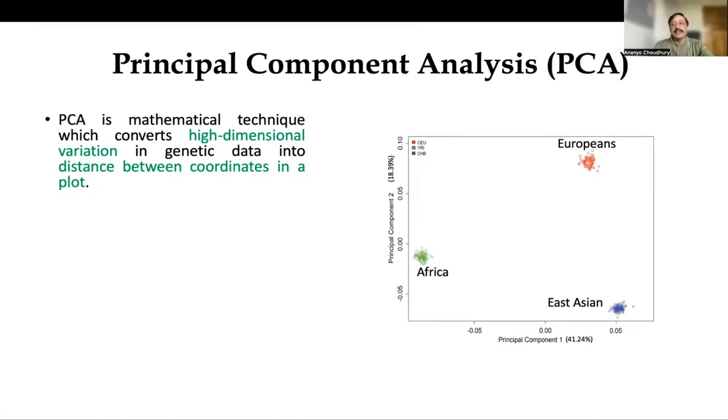As you can see, this is a representative or toy PCA based on genetic data. Here, each dot represents an individual. African ancestry individuals are shown in green dots, Europeans in red, and East Asians in blue. So you can see that individuals from each population tend to form clusters, and the x-axis, which shows the principal component 1 or PC1, depicts the maximum variability in the data. The y-axis, which represents PC2, shows the next highest variability.